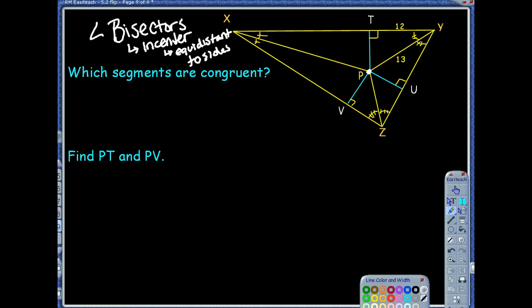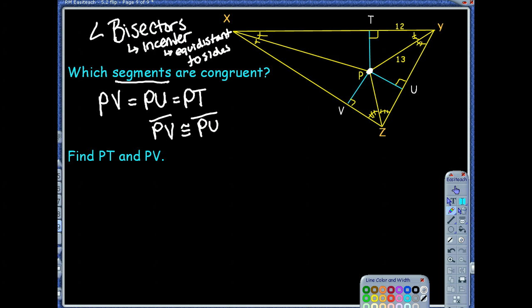Okay, so which segments here are congruent? Well, if I know that the incenter is P, and P is equidistant to the sides, then I know the distances from P to V, P to U, and P to T are all equal. That means they are congruent. So I could say segment PV is congruent to segment PU, which is congruent to segment PT. Great.